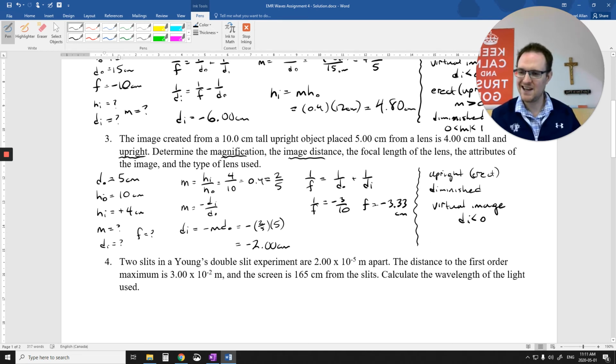Okay, so based on the negative part here, what we know is that this is a convex. Oh, sorry, not convex. A diverging lens. Technically, it's a concave lens, but we use the word diverging to avoid confusion. Attributes of the image and the type of lens. Sweet. There you go.